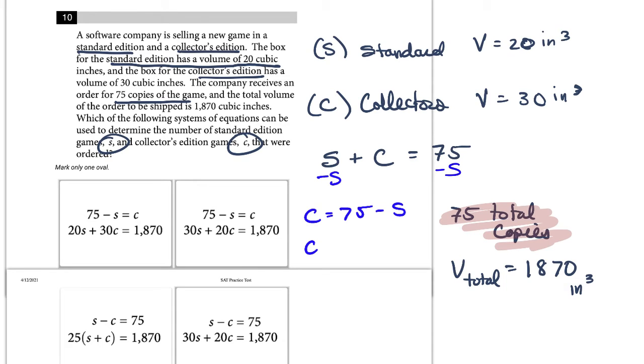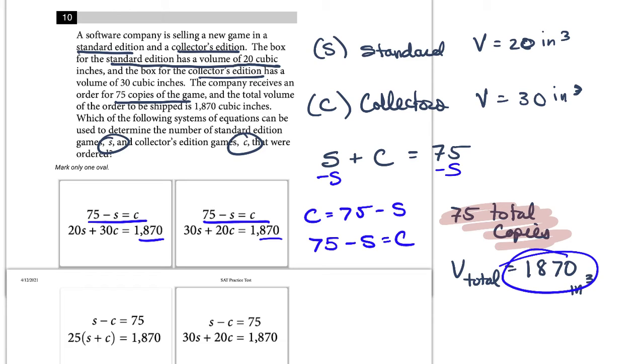Or if I rotate this, 75 minus S equals C. Well, that's these two right here. Now, the second equation must come from the volume of these two. Notice how the total volume is 1870. So they're adding up how much volume from each one.